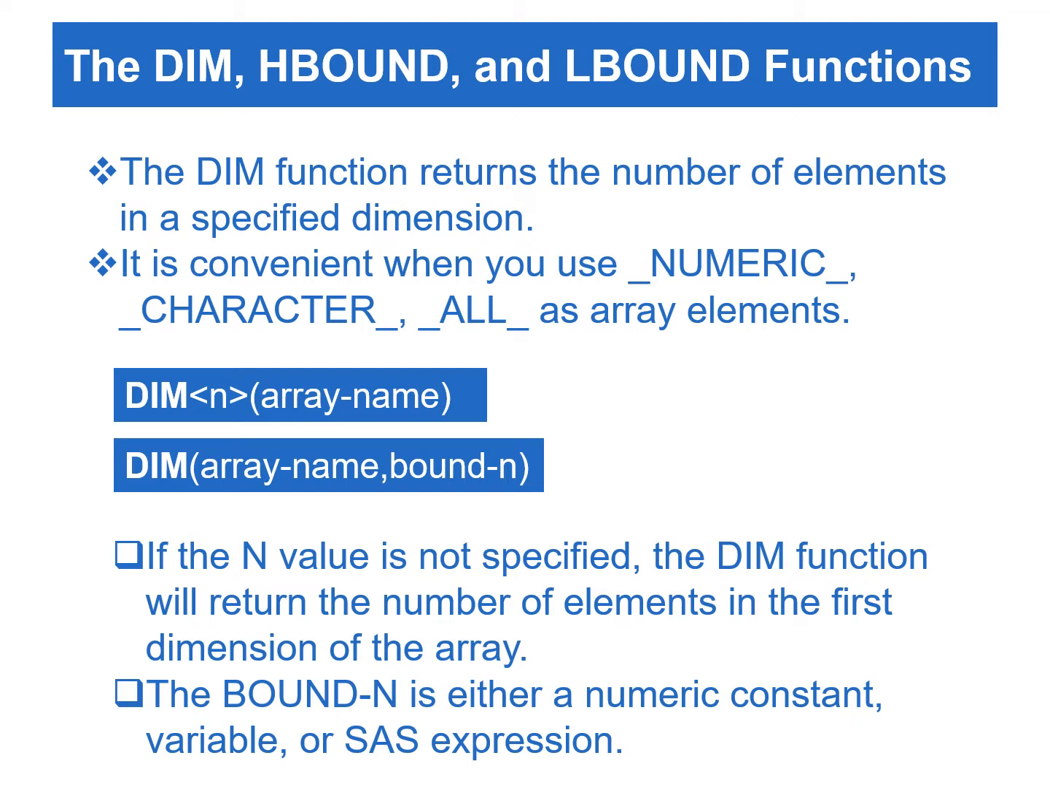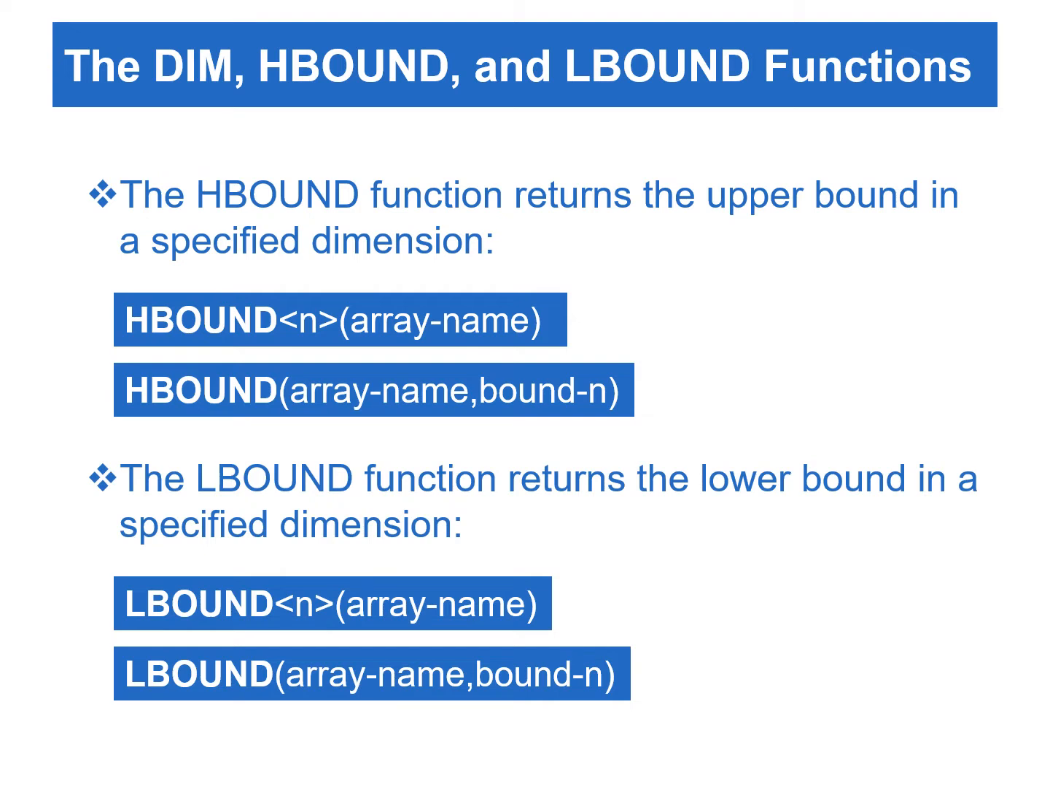of the array. In the second format of the dim function, bound n is either a numeric constant, variable, or SAS expression that is used to specify the dimension for which you want to know the number of elements in a multi-dimensional array. Closely related to the dim function are the HBOUND and LBOUND functions that return the upper and lower bounds of an array respectively.